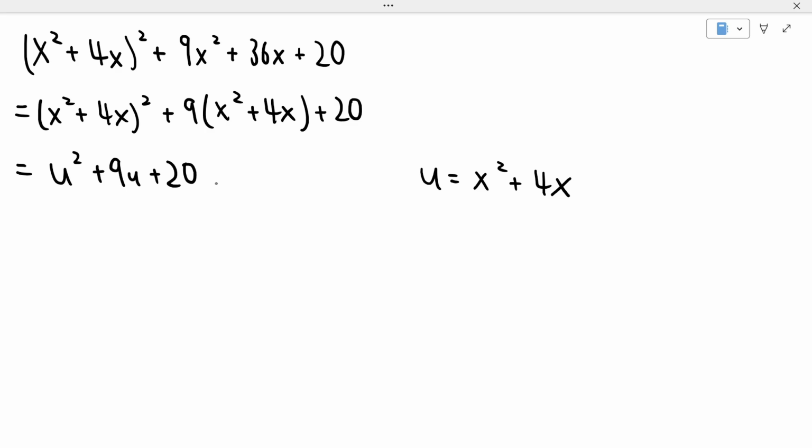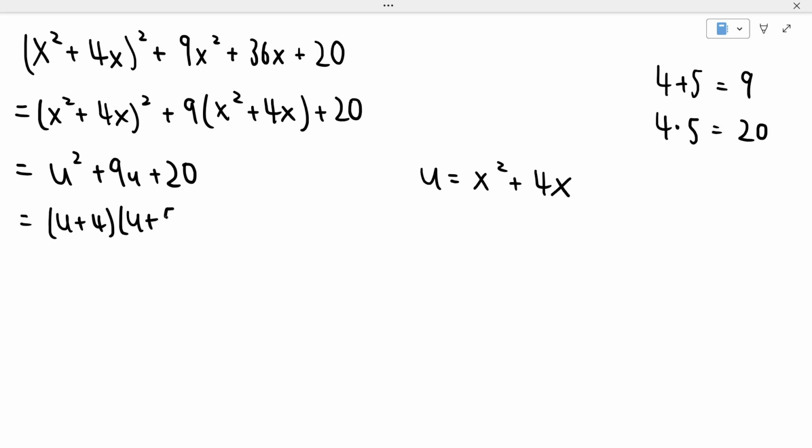So now we need to factor this quadratic trinomial in terms of u, and to do that, we need to find two numbers that multiply to 20 and add to the coefficient of the middle term of 9. And the two numbers we need are 4 and 5, because 4 plus 5 is equal to 9, and 4 times 5 is equal to 20. So we can factor this expression as u plus 4 times u plus 5.